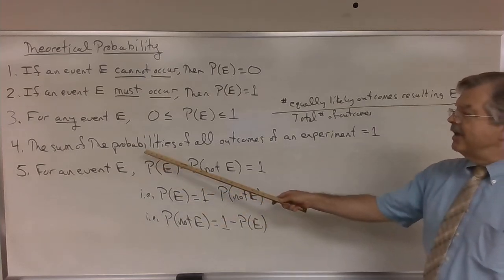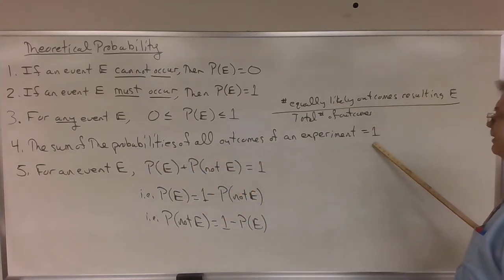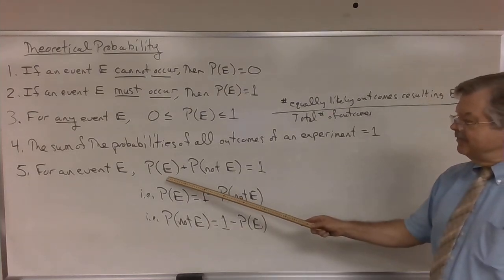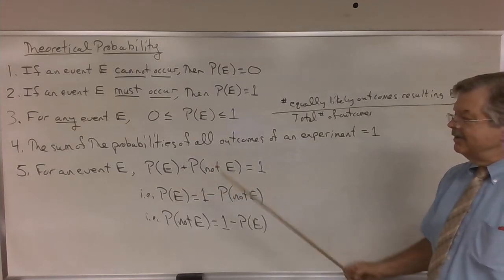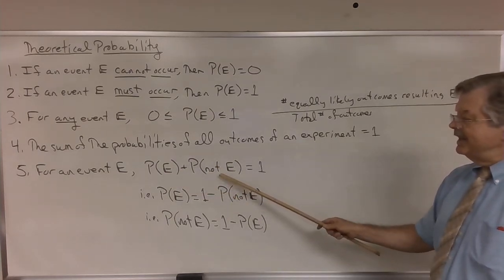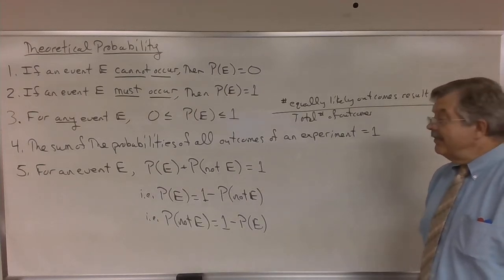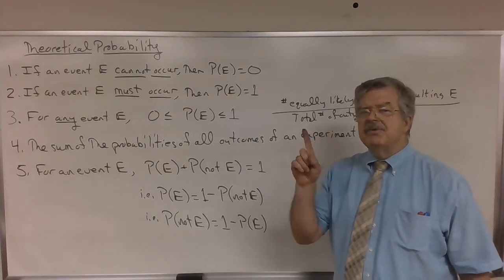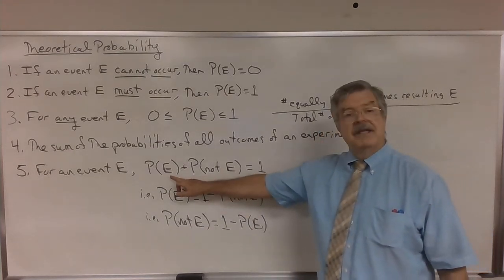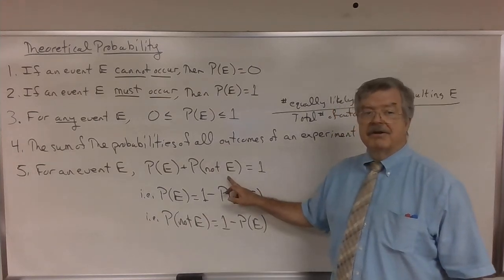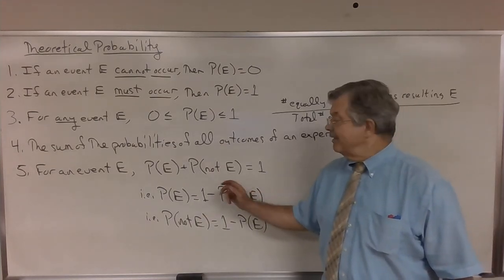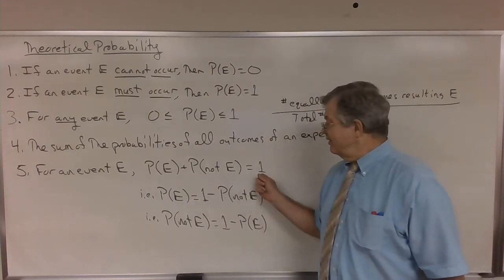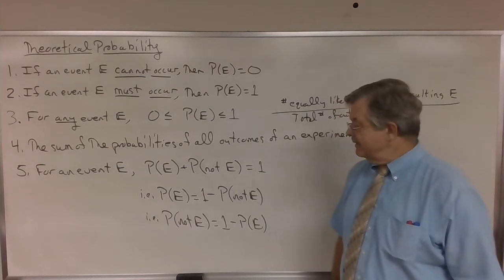The sum of the probabilities of all outcomes of an experiment is 1. And this is a biggie. The probability that E occurs plus the probability that E doesn't occur is 1. And that makes sense. Given any event E, one of two things has to happen. Either E occurs or it doesn't occur. So these are the only possible outcomes. The sum of these probabilities is 1.